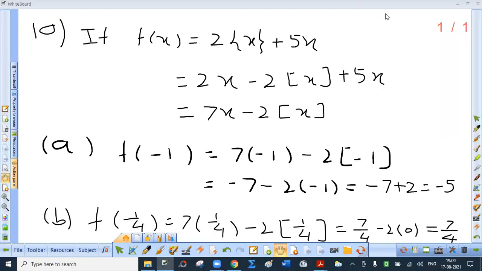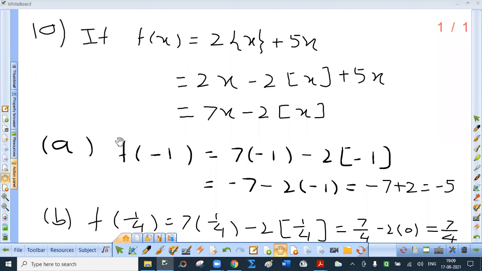Sum number 10. If f of x is 2 fractional part of x plus 5x, then find. See, I have simplified this. What is the fractional part of x? It is x minus step x, but each is to be multiplied by 2. So f of x is 2x minus 2 step x plus 5x as it is. 2x plus 5x is 7x. So on simplification, f of x comes out to be 7x minus 2 step x.